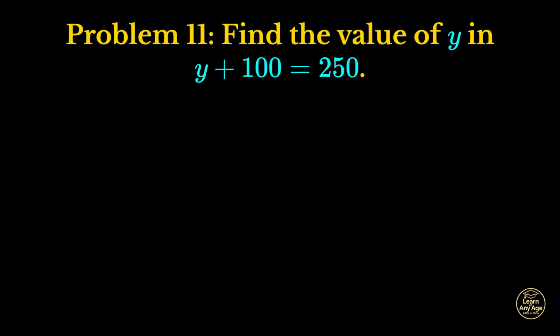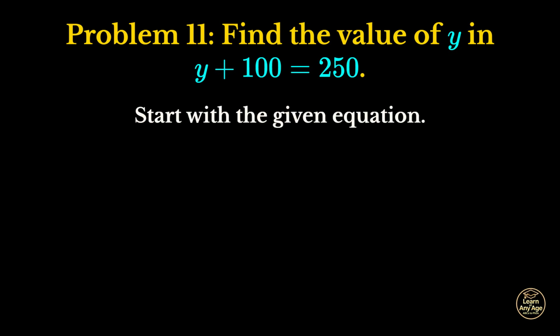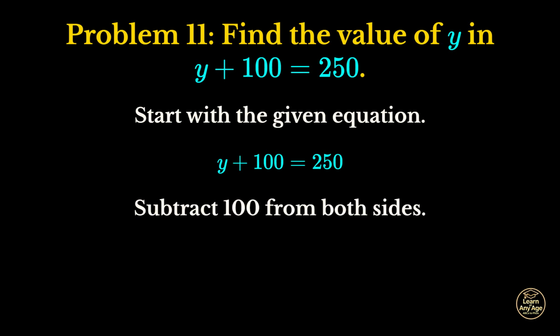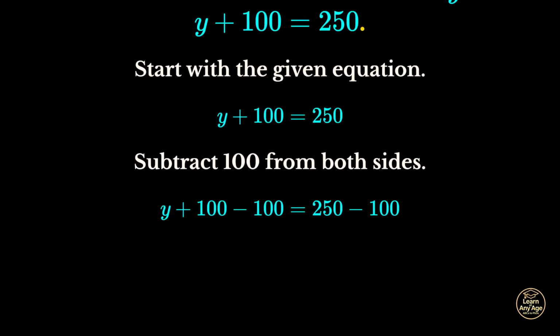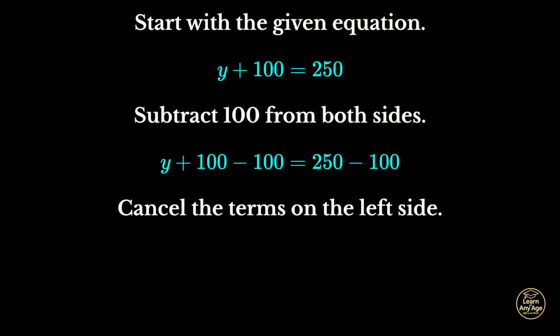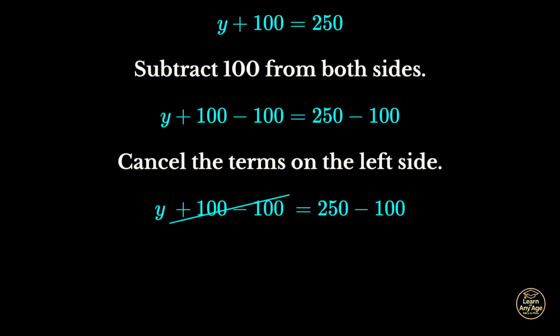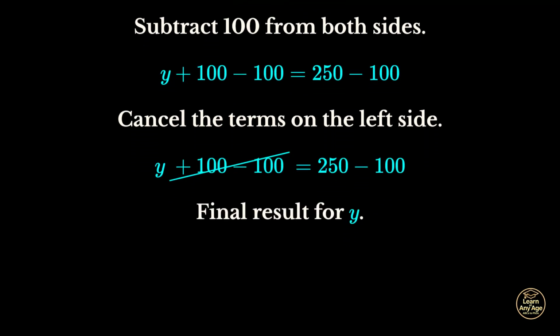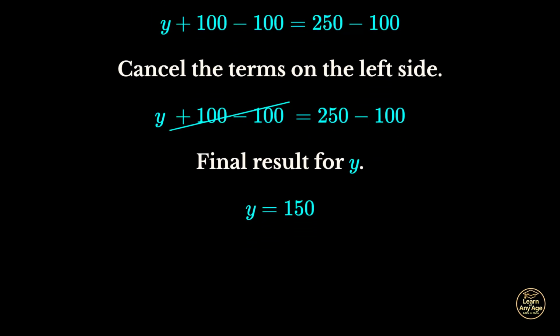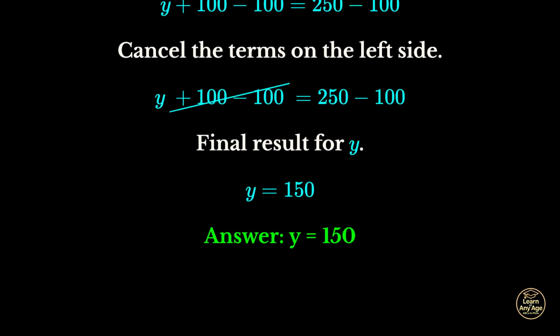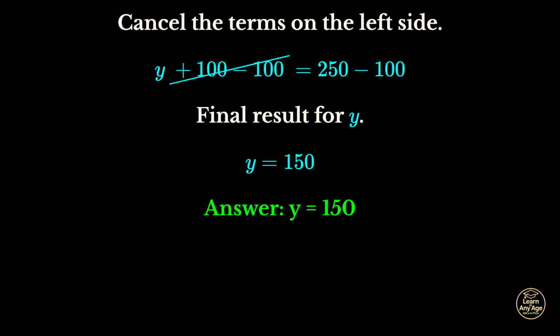Problem 11. Find the value of y in y plus 100 equals 250. Start with the given equation. y plus 100 equals 250. Subtract 100 from both sides. y plus 100 minus 100 equals 250 minus 100. Cancel the terms on the left side. y plus 100 minus 100, cancelled out, equals 250 minus 100. Final result for y. y equals 150. Answer, y equals 150.